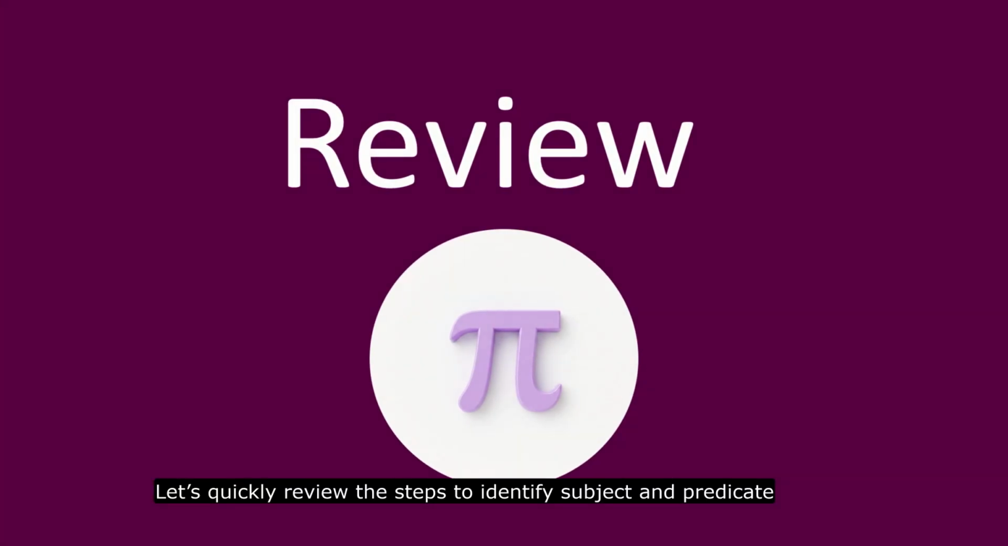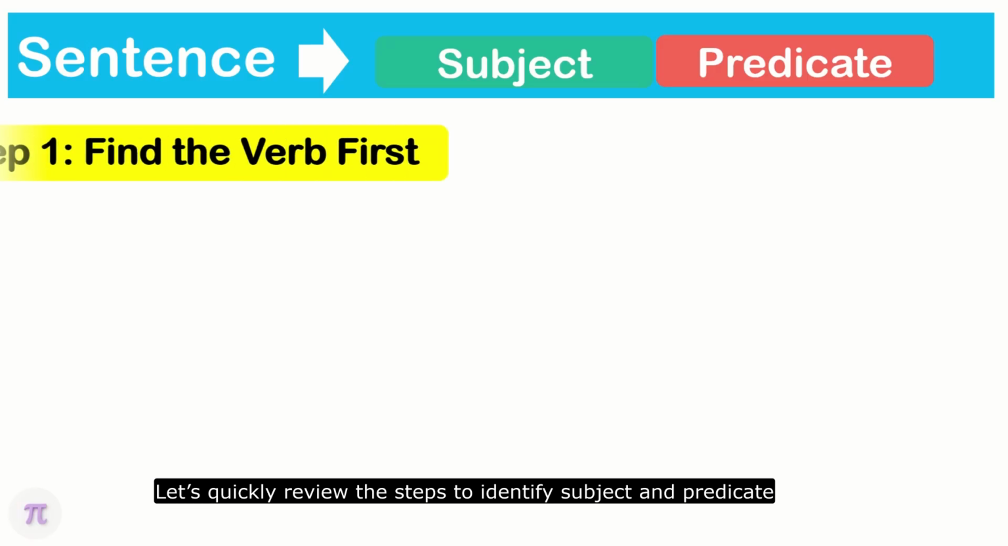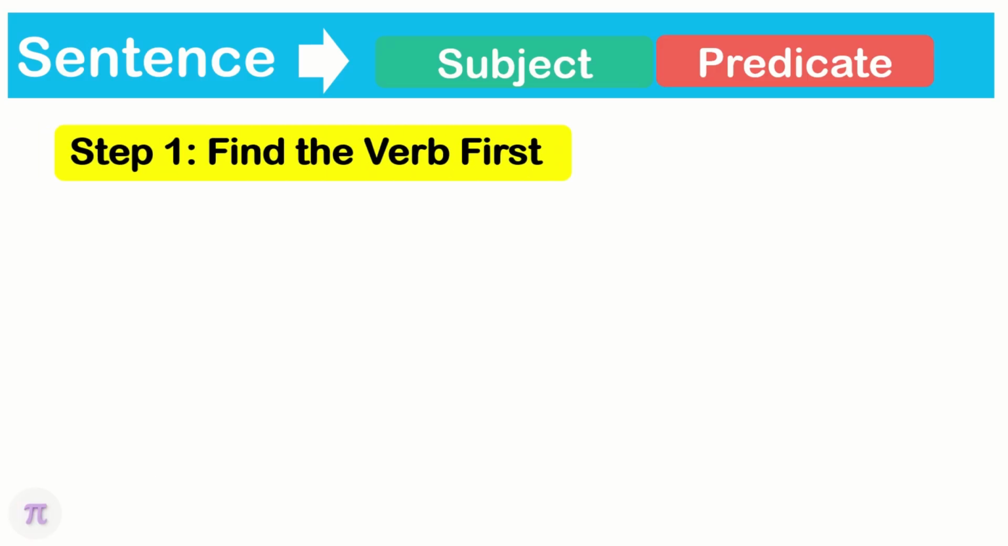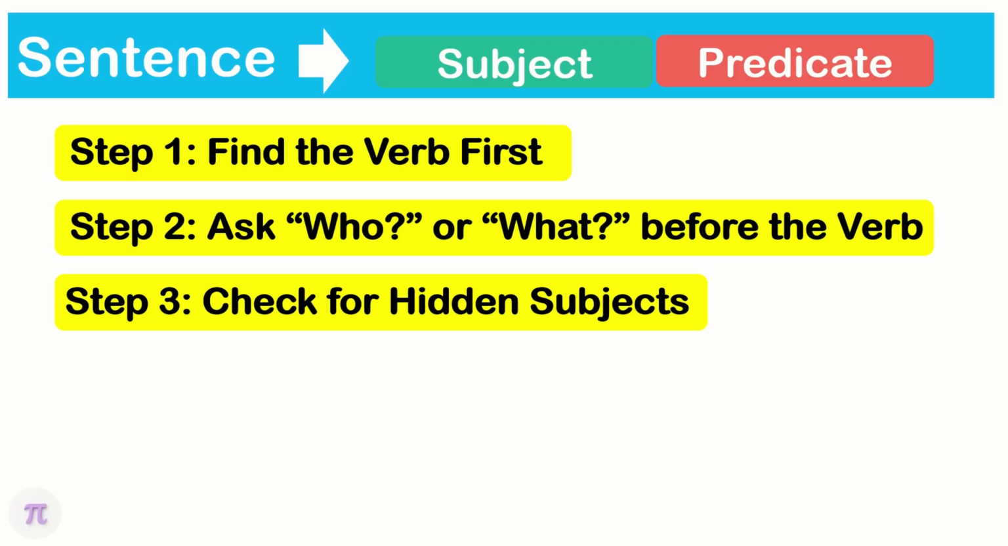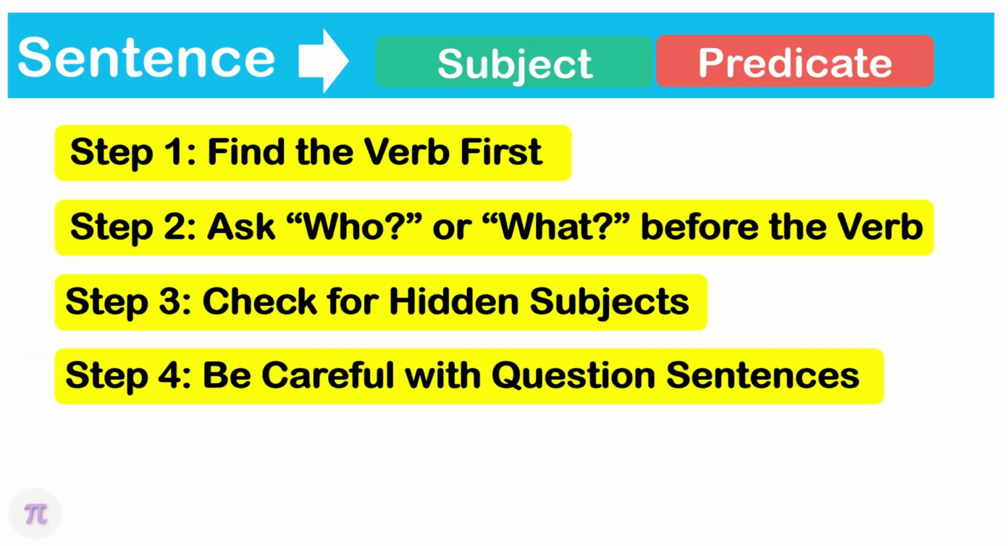Let's quickly review the steps to identify subject and predicate. Step 1. Find the verb first. Step 2. Ask who or what before the verb, that's the subject. The rest of the sentence is the predicate. Step 3. Watch for hidden subjects in commands. Step 4. In questions, carefully locate the subject.